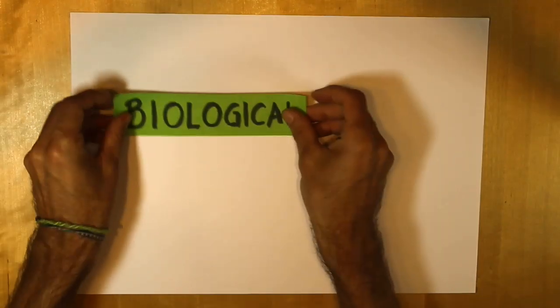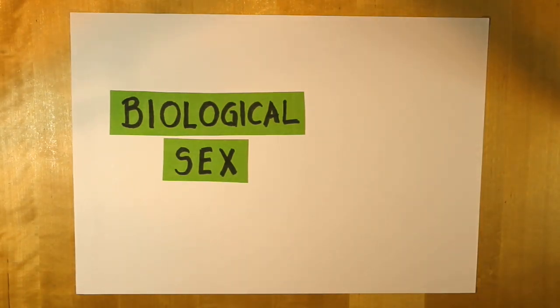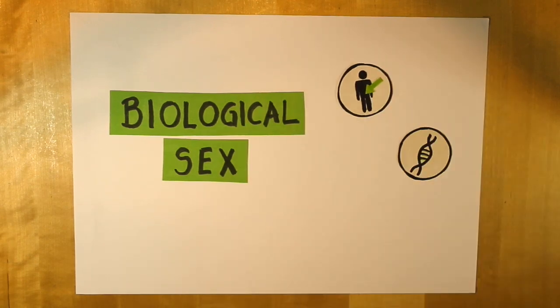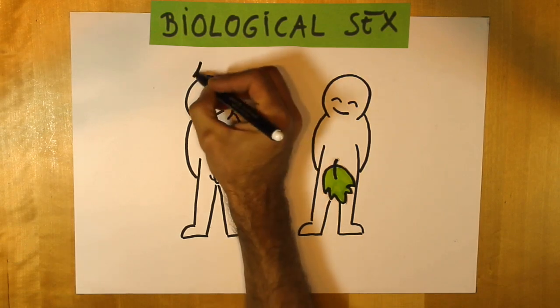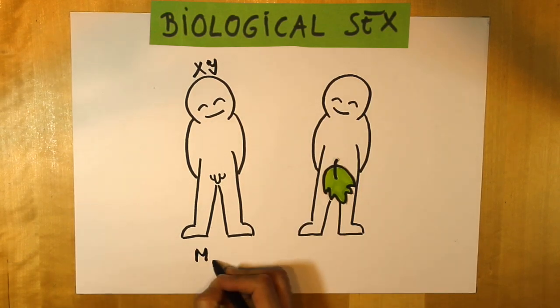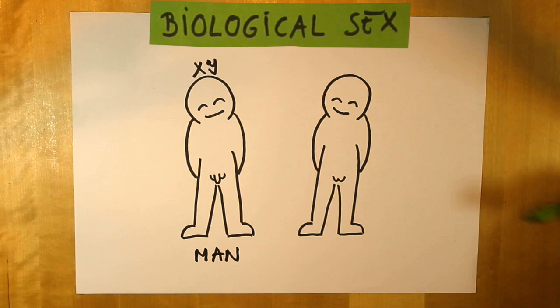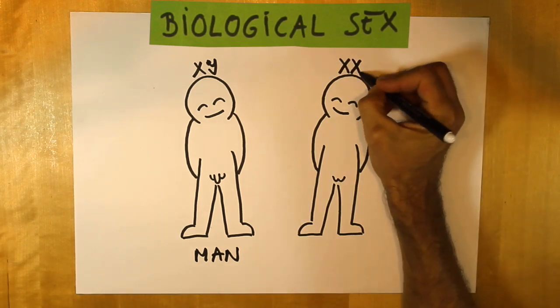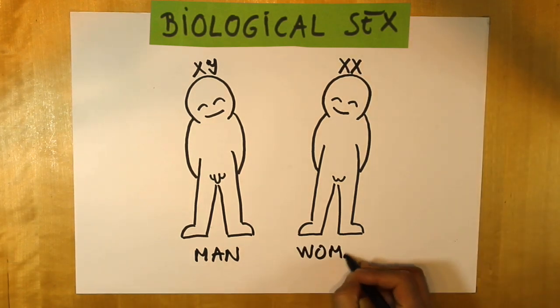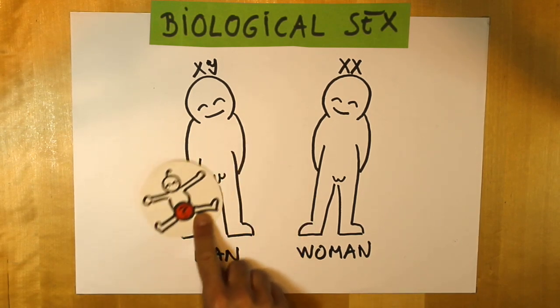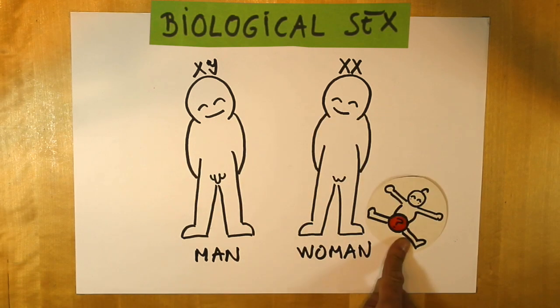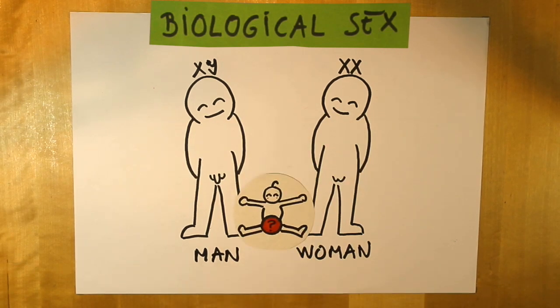Let's start with biological sex. The biological sex refers to the biological differences between men and women. Their genitals, their chromosomes, and their hormones. If you have a penis, testicles, and an XY sex chromosome, your biological sex is a man. If you have a vulva, ovaries, and an XX sex chromosome, your biological sex is a woman. Even before you're born, those around you will look to your biological sex to see if you're called a man or a woman, and will choose your name accordingly.